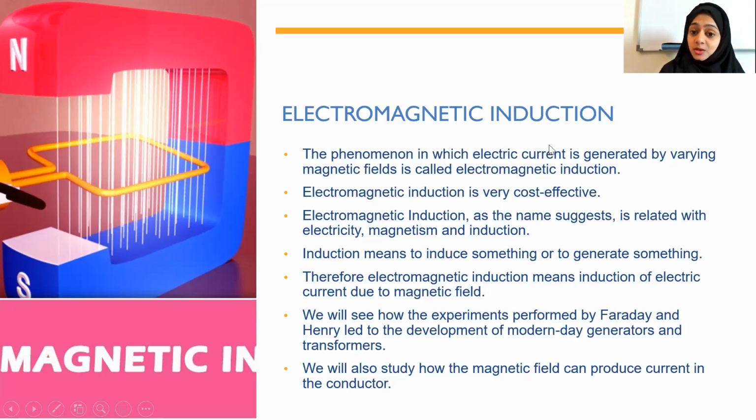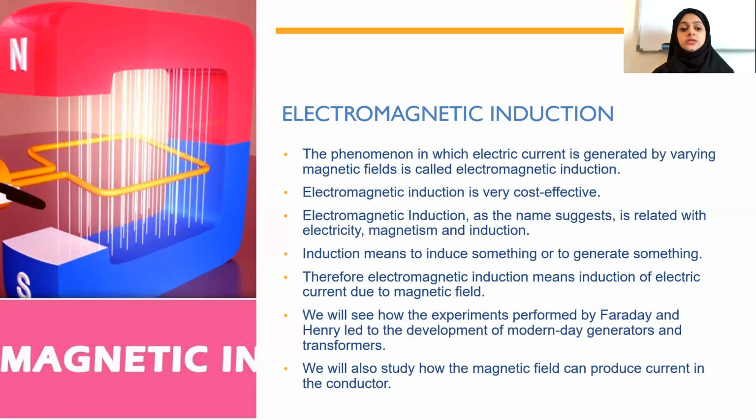So what is meant by electromagnetic induction? It's a phenomenon in which the electric current is generated by varying magnetic fields. So we will see that in detail. Now, electromagnetic induction is very cost effective. We have a lot of power generating ideas, like there are hydroelectric power generators, thermal power generators, steam generators, generators where we use nuclear power.